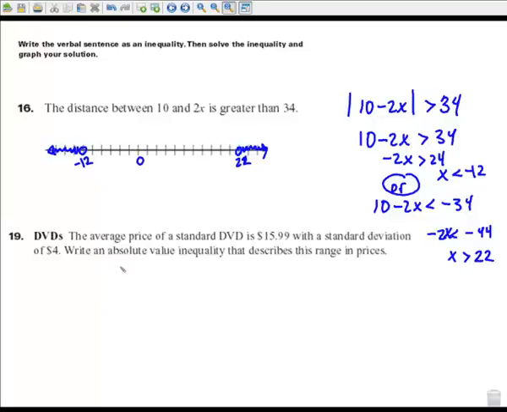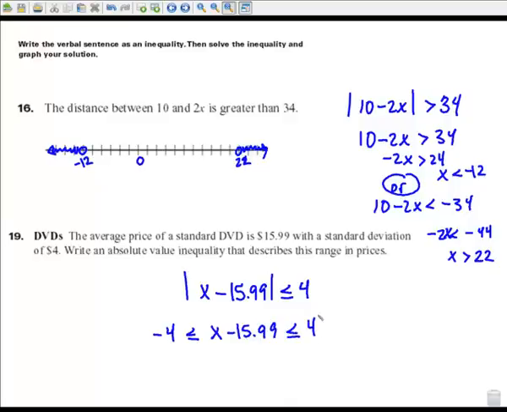Okay, the average price of a standard DVD is $15.99 with a standard deviation of 4. Write an absolute value inequality that describes this range in prices. So I'm looking at the distance here, x minus $15.99, the absolute value of that, it's got to be within $4. So we have to go less than or equal to 4 so it can be within the $4 range. So this is going to be an and, so negative 4 less than or equal to x minus $15.99 less than or equal to $4.